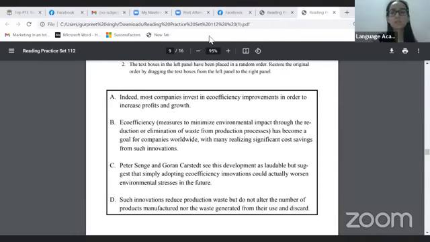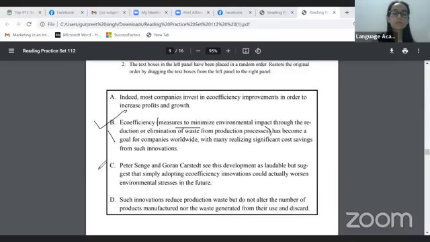Good question with hints again. The first sentence is B because we have a definition here. Eco-efficiency. In the bracket, they had given the definition. What is the meaning of eco-efficiency? Measures to minimize environmental impact through the reduction or elimination of waste from production processes. This is eco-efficiency. And then we can read it without brackets. Eco-efficiency has become a goal for companies worldwide, with many realizing significant cost savings from such innovations.